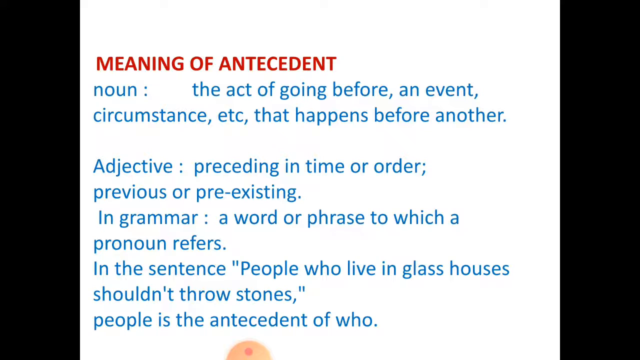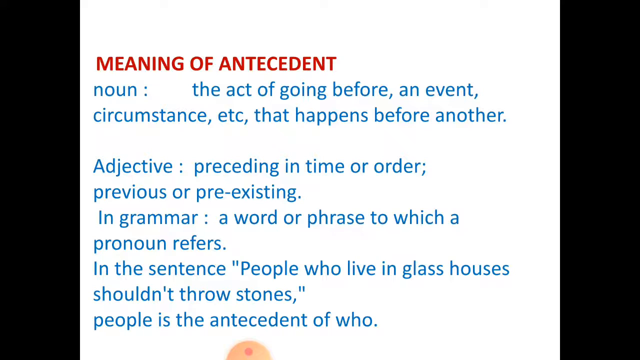Okay, as I said, I'll tell you the meaning of antecedent. What is an antecedent? If it is used as a noun, then it means act of going before an event or circumstances that happens before another. कुछ होता है उससे पहले वो होता बनता है, उसको antecedent कहते हैं. And if it is used as an adjective, then we can say it as preceding in time or order. Preceding मतलब आगे, succeeding and preceding. Preceding means before and succeeding means after. So we can say previous or pre-existing.